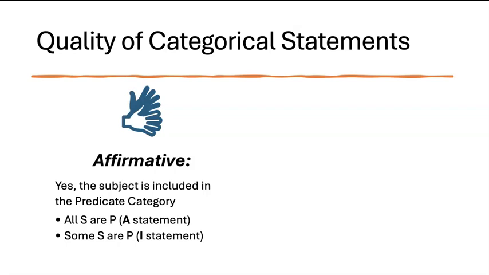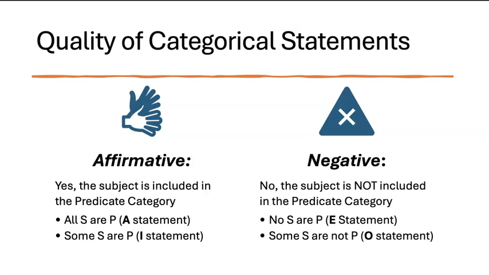So these are affirmative. They are saying, yes, the subject is included in the predicate. Then we have the negative statements. So the negative statements are the opposite. They are saying, no, the subject is not included in the predicate category. Right? So examples are our E statement and our O statement. So our E statement says no members of the subject category are members of the predicate category. O statement, some members of the subject category are not members of the predicate category.